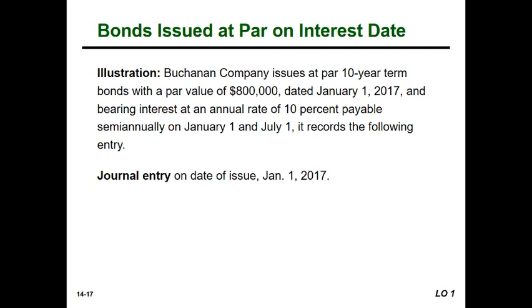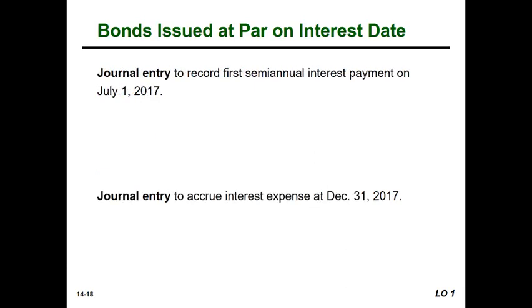So to start with, at issue, when we actually receive our bond proceeds, these are being issued at par value. That means that we will receive cash of 800,000, and we will recognize our obligation of 800,000 on this day. Now, when we have bonds that are issued at par on the interest date, we're going to have our regular semi-annual interest payments and our interest accruals.